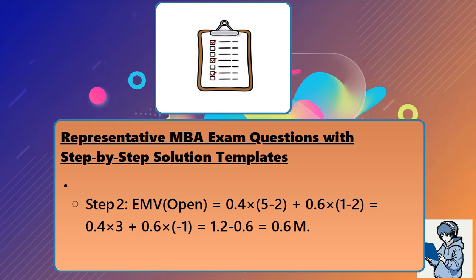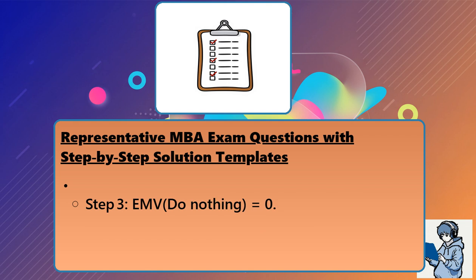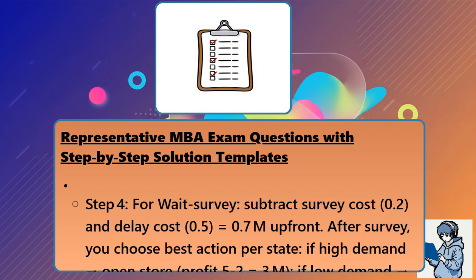Step 2. Expected monetary value of open equals 0.4 times (5 minus 2) plus 0.6 times (1 minus 2) equals 0.4 times 3 plus 0.6 times negative 1 equals 1.2 minus 0.6 equals 0.6 million. Step 3. Expected monetary value of do nothing equals 0. Step 4. For wait with survey, subtract survey cost 0.2 and delay cost 0.5, equals 0.7 million upfront.